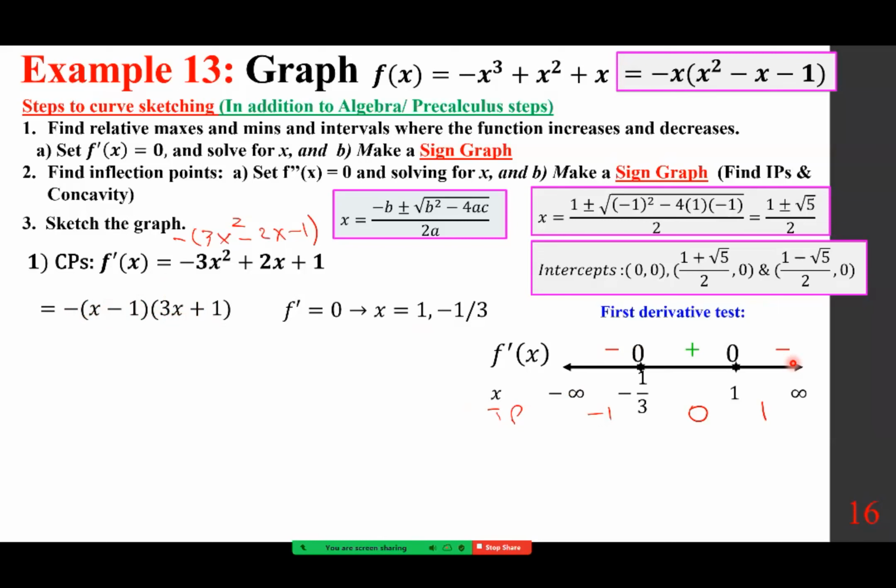Same thing here. Now, let me throw in the arrows. It means decreasing from negative infinity to -1/3, union 1 to infinity. And it's increasing from -1/3 to 1. That's the meaning of it.